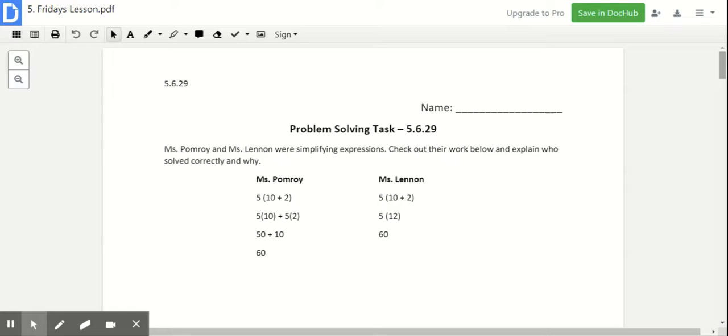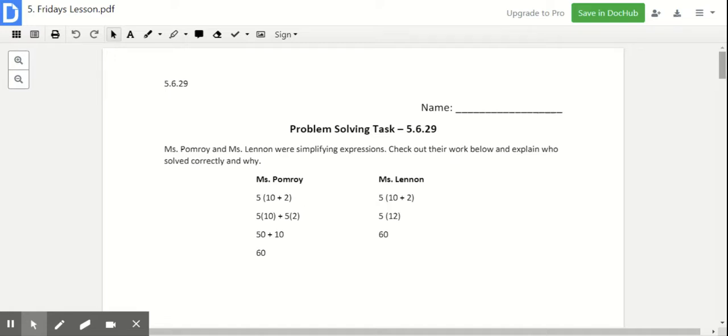Okay, welcome back. So, looking at the work from Miss Pomeroy and Miss Lennon, who do you guys think solved correctly and why? Well, first, who do you guys think solved correctly? Correct. They both actually solved correctly for their work here. So I want you guys to look at Miss Pomeroy's work first. What strategy did she use to solve correctly in her work? Correct. So Miss Pomeroy used the distributive property.